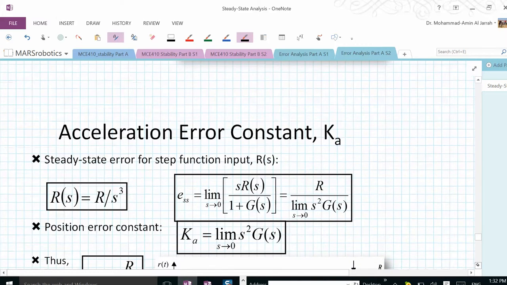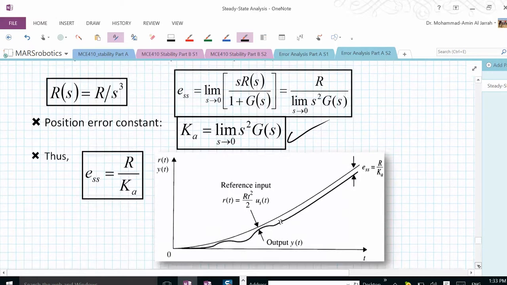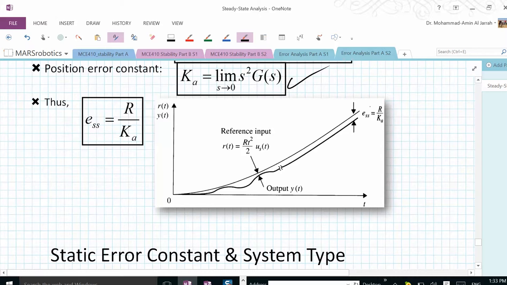And the acceleration error is the same. Now, instead of the input 1 over s squared for the ramp, or 1 over s for the step, it is 1 over s cubed, and the magnitude is R, so it is R over s cubed. We already discussed this, right? The acceleration error constant is the limit as s goes to 0 of s squared G of s. And the input, remember, is a parabola, 1/2 t squared. So this is what we have, okay? So this is the error.